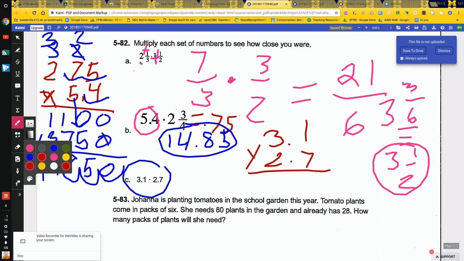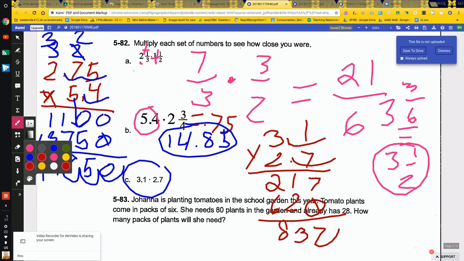7 times 1 is 7. 7 times 3 is 21. Bring down our place value. 2 times 1 is 2. 3 times 2 is 6. Add them up. 7 plus 0. 2 plus 1. 6 plus 2. And again, move 1 to the right, 2 to the right, which means 1 to the left, 2 to the left. And your answer is 8 37 hundredths.